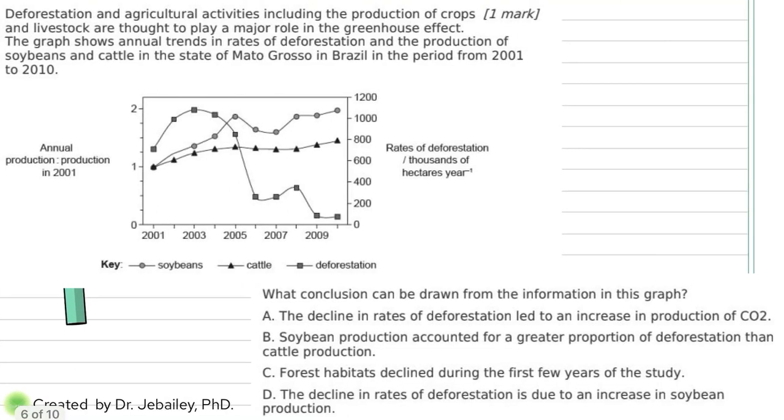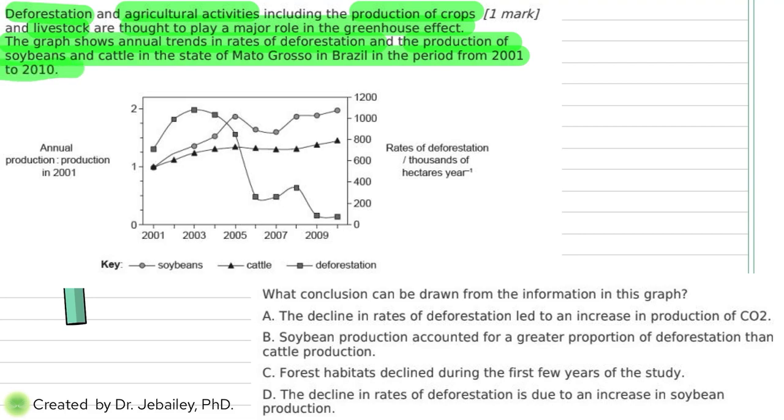Moving to the next question. Here it says deforestation and agricultural activities, including production of crops and livestock, are thought to play a major role in the greenhouse effect. The graph shows an annual trend of rates of deforestation and the production of soybean and cattle in the state of Mato Grosso in Brazil for the period of 2000 to 2010. So first, understand that the word deforestation here means, let me write here, deforestation. It basically means cut the tree, right? So they're cutting the trees.